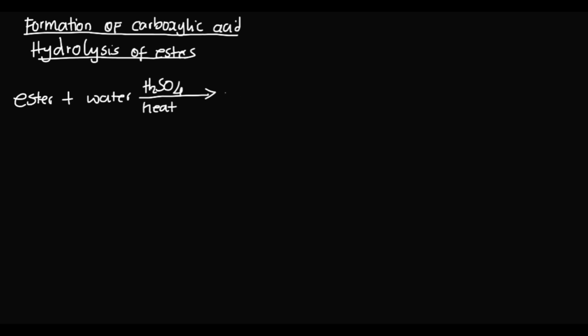Then the product is we are going to get alcohol. So we'll say we are going to get alkanol plus the carboxylic acid, or we just say alkanoic acid. So the point here is whenever you add water to an ester in the presence of heat and sulfuric acid, this ester will decompose. Then after decomposing, we are going to get the alcohol and the alkanoic acid. Then the reverse of this process is called esterification.